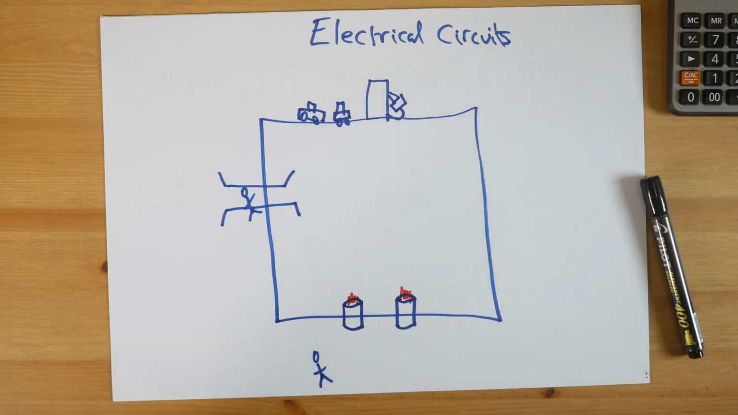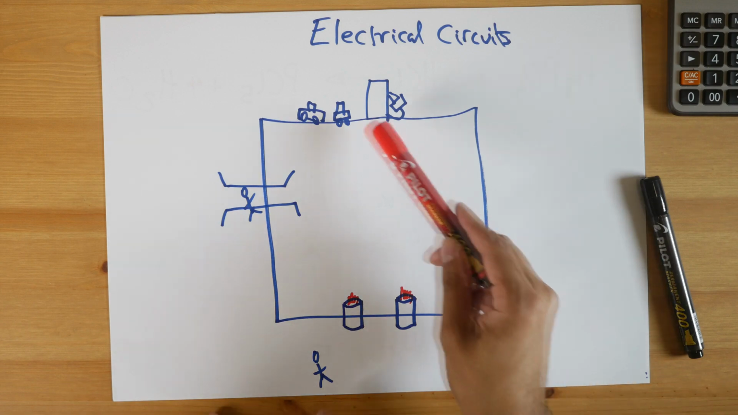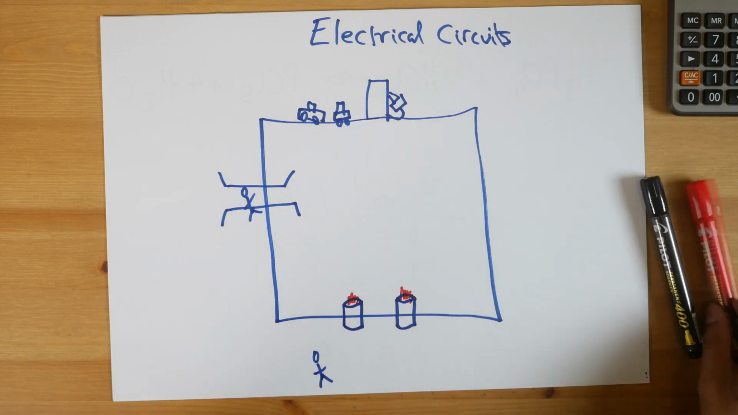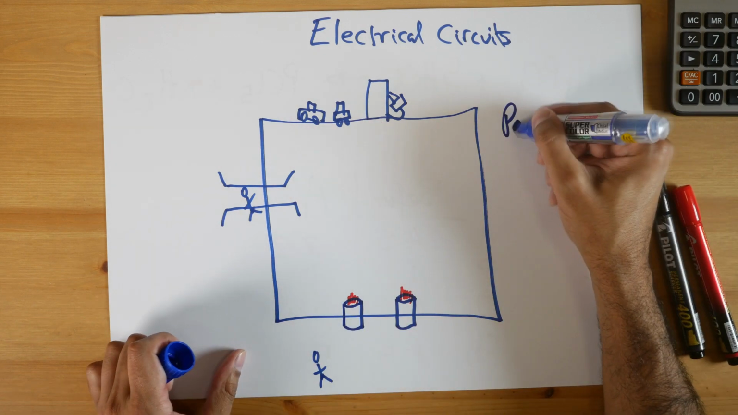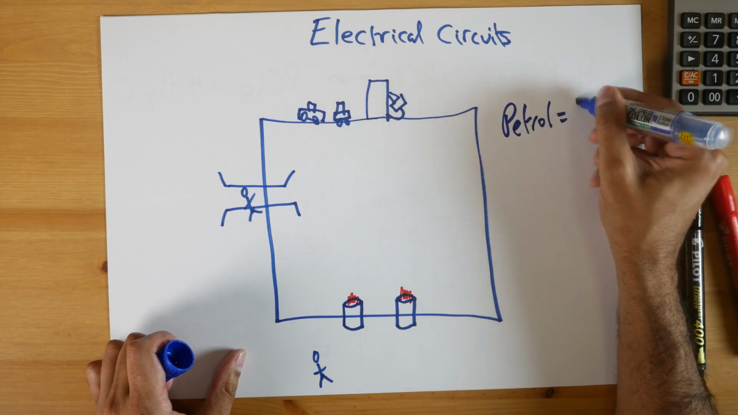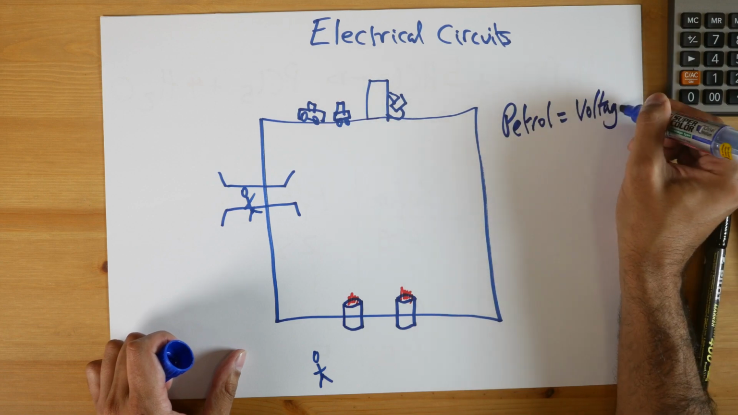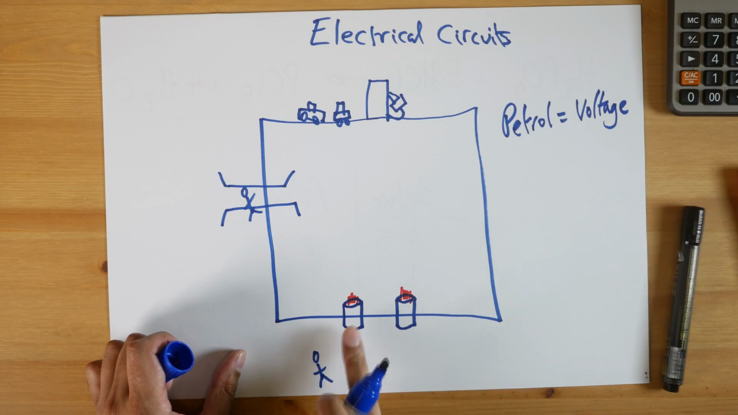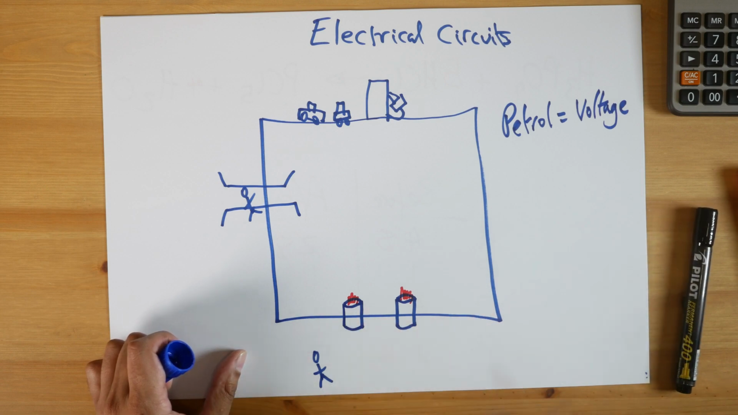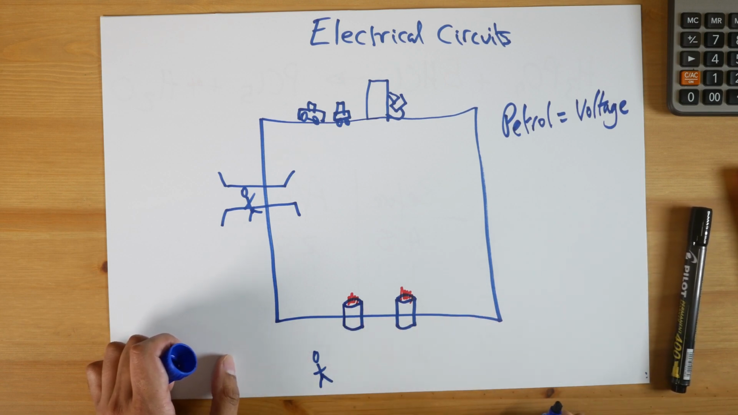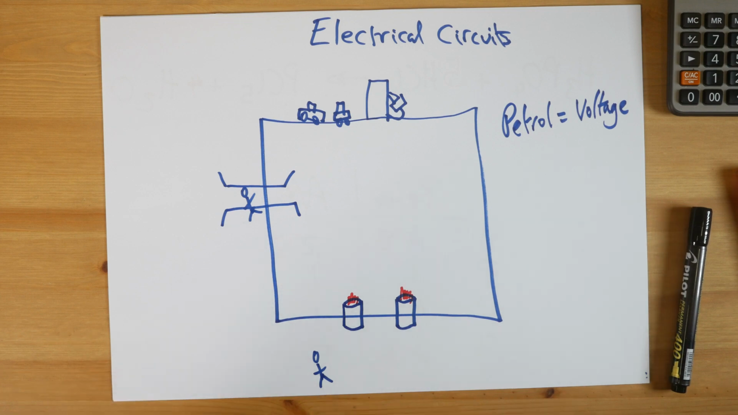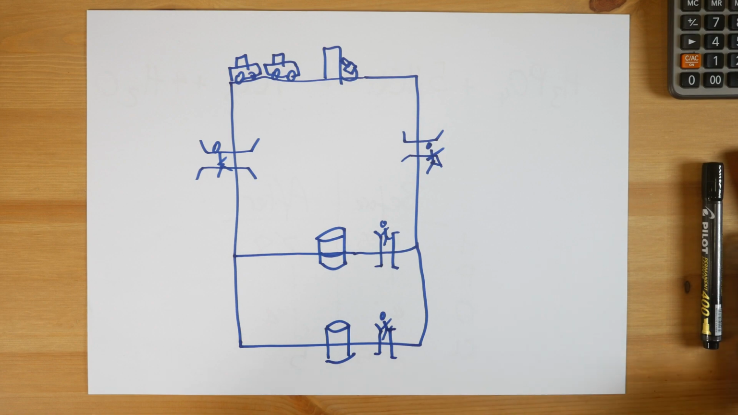So what would happen in a circuit is the voltage, which is basically the petrol. So that's right here. Petrol equals voltage, in case you've forgotten. The voltage is divided across how many different devices that you have. Okay, that's a very important concept. I've got one more scenario over here which I'd like to go over.